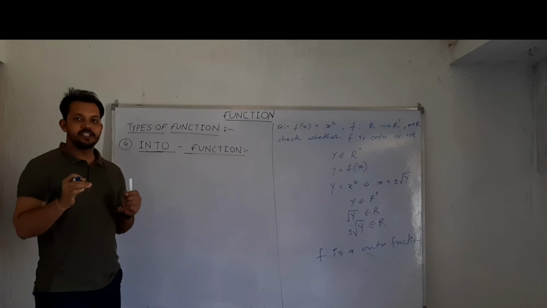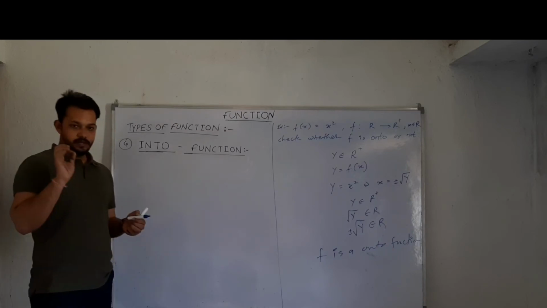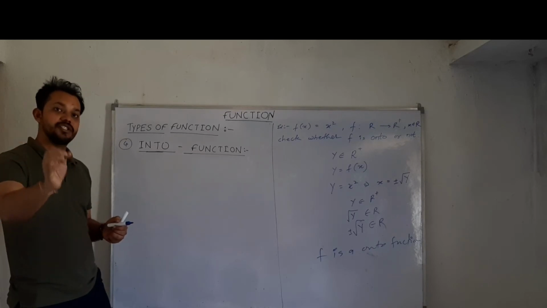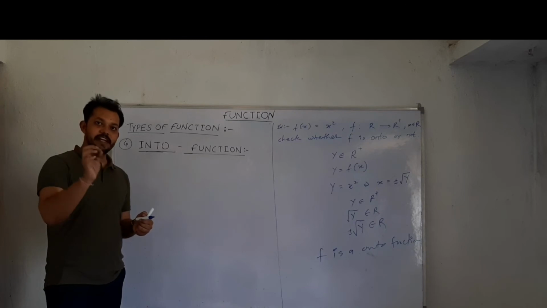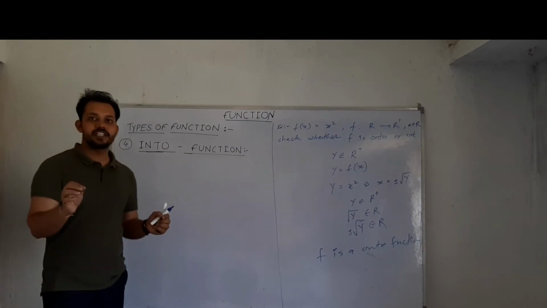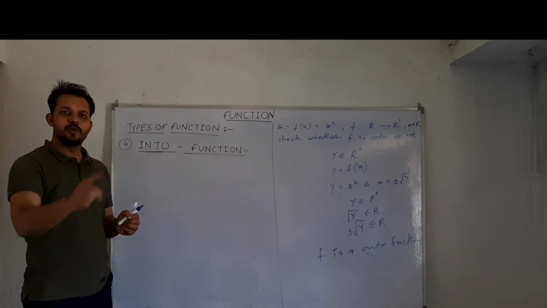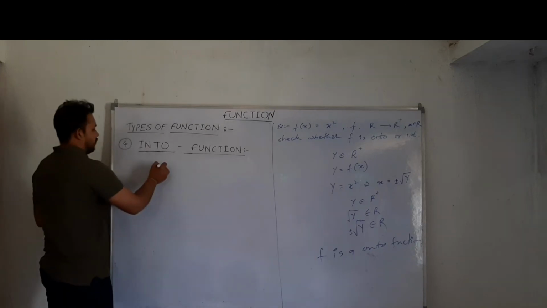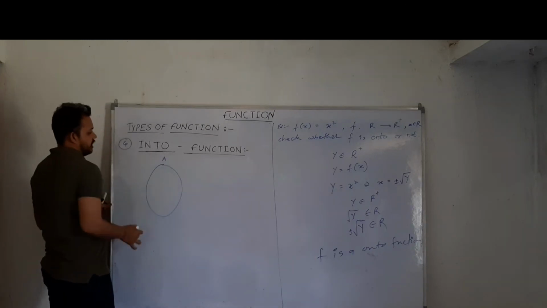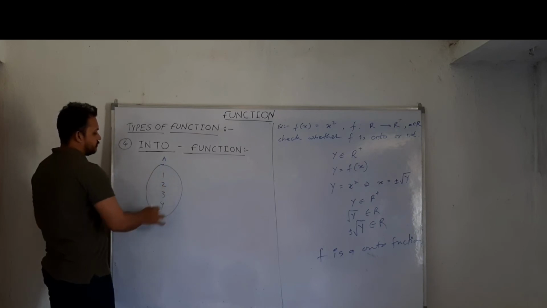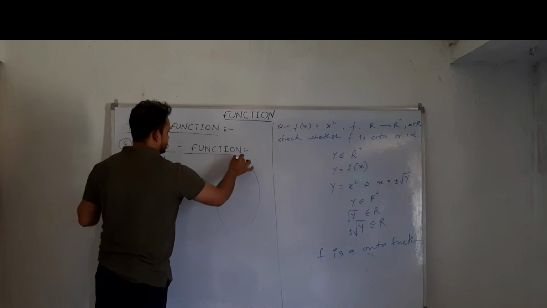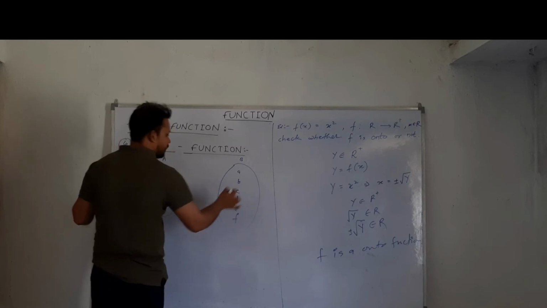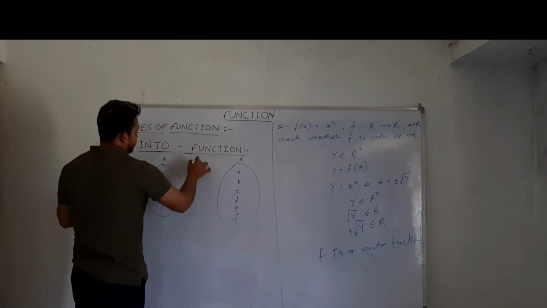Now the fourth type of function we have is the into function. As we know, for an onto function, every element of the codomain is an image. Now, the into function is the opposite of this. In an into function, at least one element should be there in the codomain which is not an image. This is the criteria here. Like we have a set A, the elements of set A are 1, 2, 3, 4. We have a second set, set B. The elements of set B are a, b, c, d, e, f. These are the elements. Now, this is our function f.